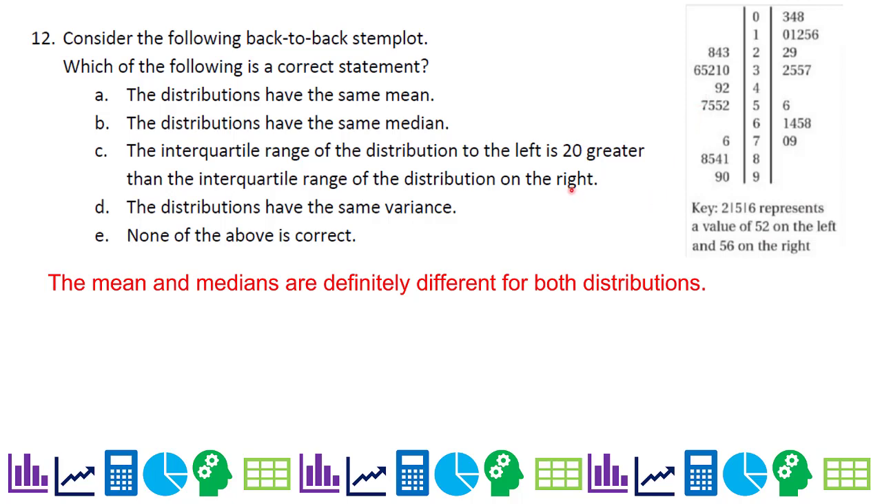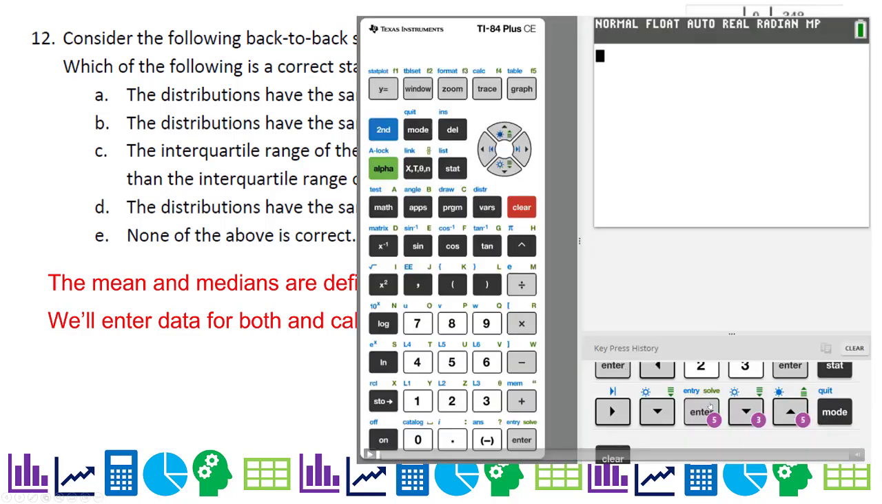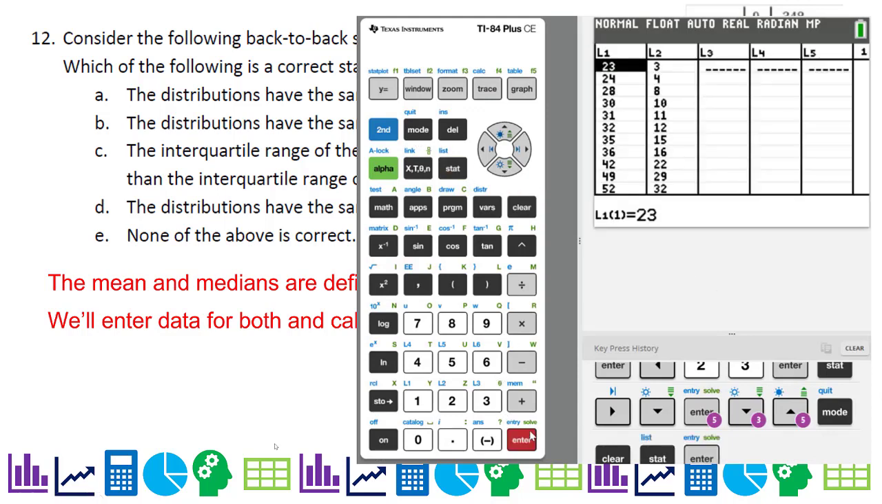Now, to calculate IQR and the variance, it's probably easier to enter the data into the calculator. So I went ahead and I already entered the data in lists. So again, you're working backwards. That first row on the left is 23, then 24, then 28. So when you have back-to-back stem plots, the left side is written sort of backwards, or mirror image. The numbers in the columns are your tens place, that's how it's defined. And you can see, if you read the key, it does tell you how to read it.